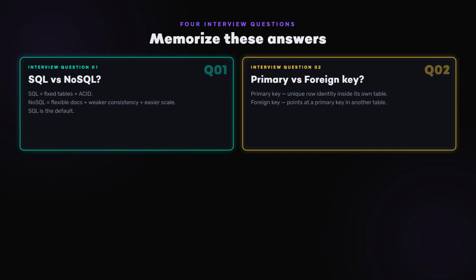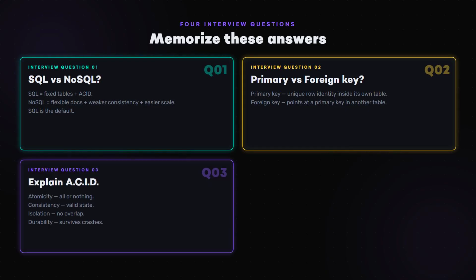Question 2. Primary key versus foreign key. A primary key is a unique label for a row in its own table. A foreign key is a column in one table that points at the primary key in another table. Primary keys identify, foreign keys connect.